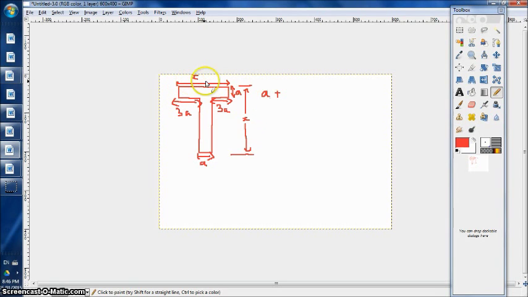Okay, so starting off with A, plus this side is X, plus A again, plus 3A, plus, now this is the tricky part, this entire length over here is X minus this A over here to get this part, so plus X minus A, plus A, plus X minus A again, plus 3A.